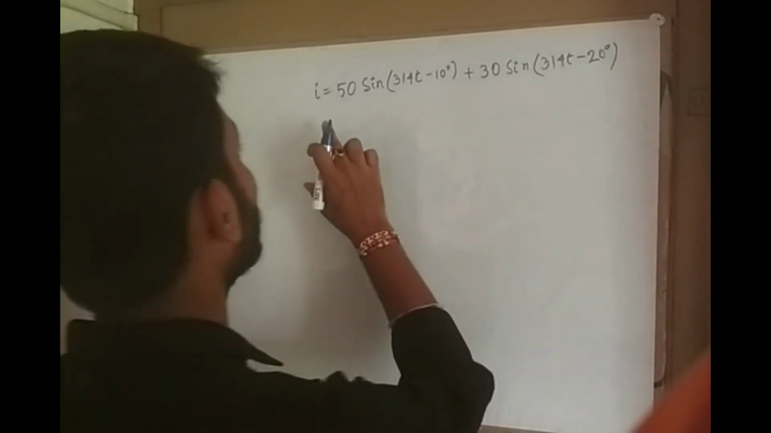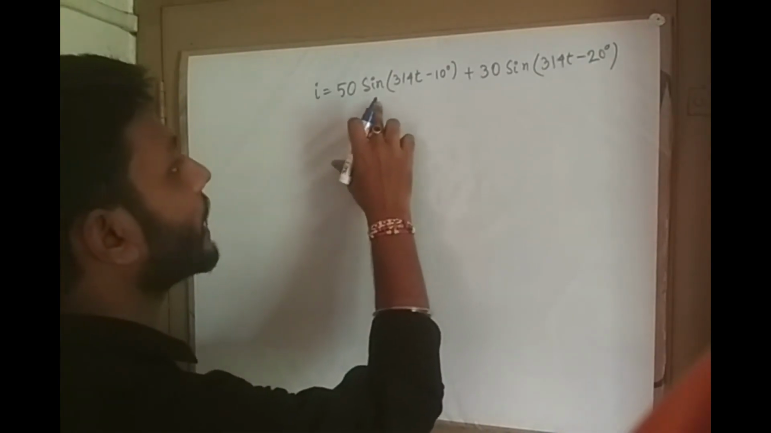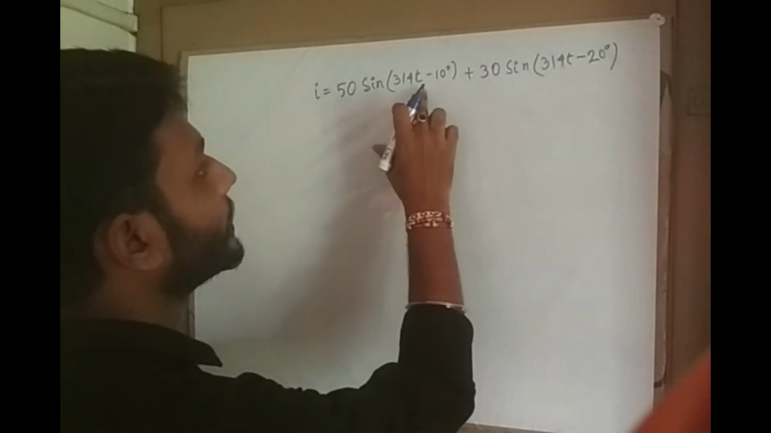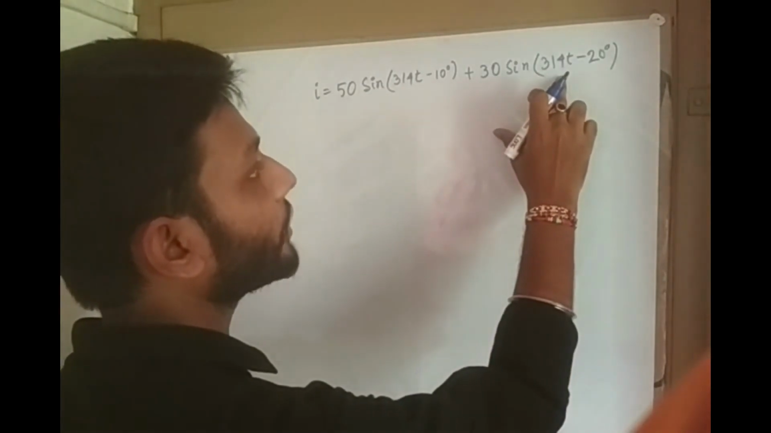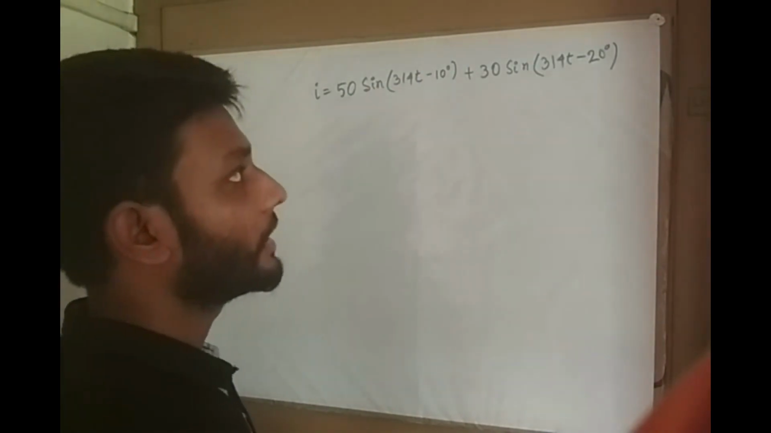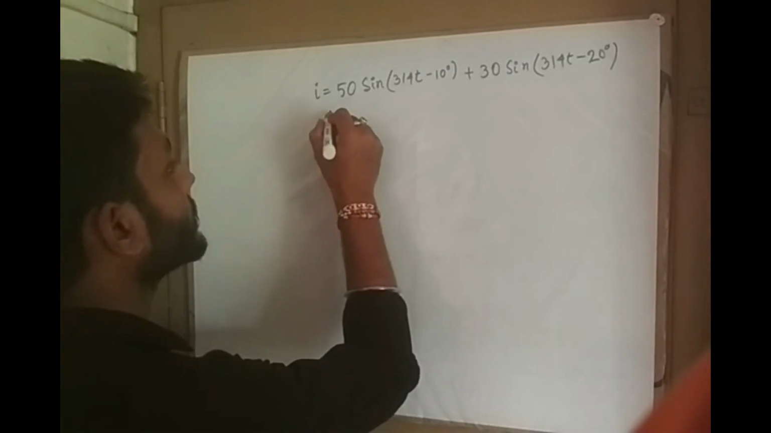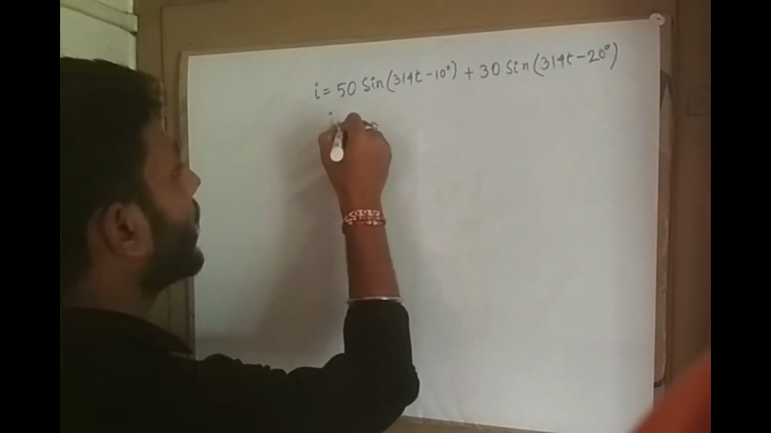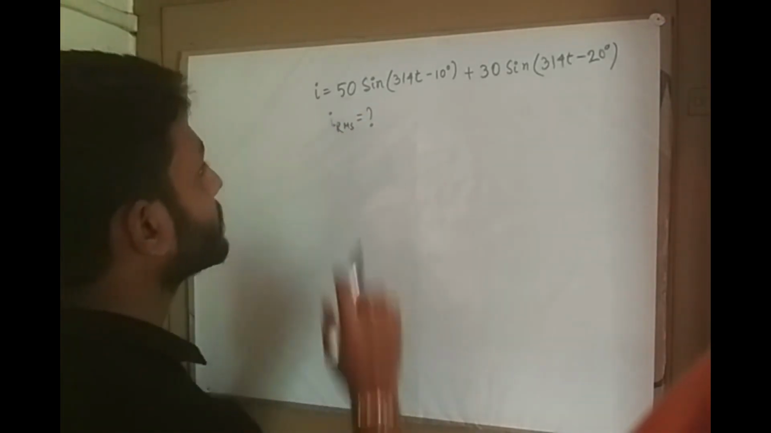Here one alternating current equation is given, that is I equal to 50 sine(314t minus 10 degree) plus 30 sine(314t minus 20 degree). Now we have to find out the RMS value, that is IRMS equal to what? What will be the RMS value of current?